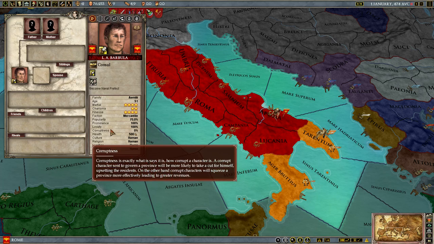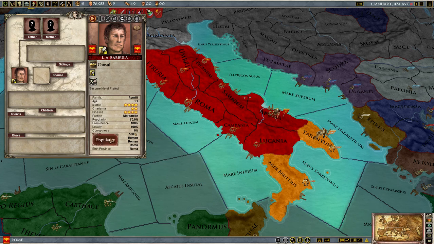A corrupt character sent to govern a province will be more likely to take a cut for himself, upsetting the residents. On the other hand, corrupt characters will squeeze a province more effectively, leading to greater revenues. Also, there are larger and more common revolts. Corruptness is generally a bad thing.